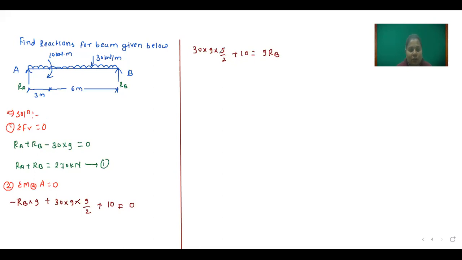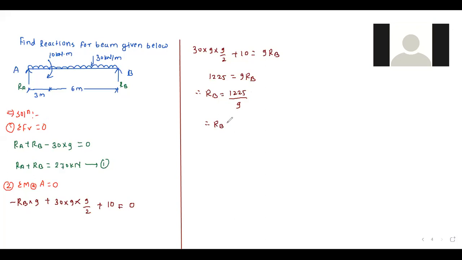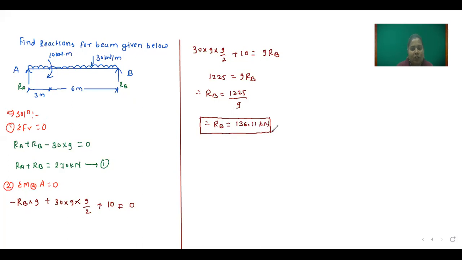What is the answer? 30 into 9 by 2 plus 10. 1225. So 1225 equals 9 RB. Therefore RB equals 1225 divided by 9. So RB equals 136.11 kilonewton. Then we will put this value in equation 1.